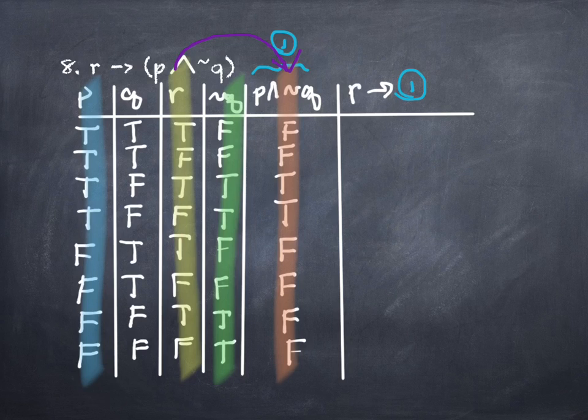So this first one is true, false, that's false. The second one is false, false, that's true. The third one's true, true, which is true. The fourth one's false, true, which is true. And I have true, false is false. False, false is true. True, false is false. And false, false is true.